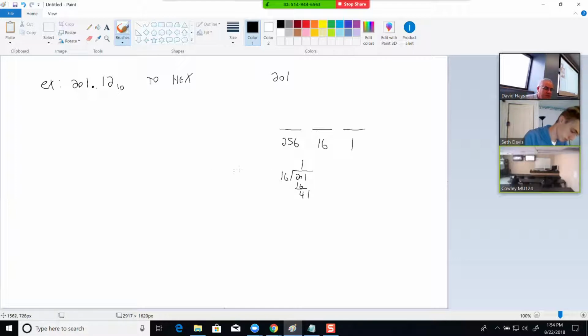It goes in 2 times, 32, and we get 9. So we're going to put 12 in this blank. Remember what 12 is? C, because A was equal to 10, B was equal to 11, C was equal to 12. Now 9 is our new number we're working with. We divide it by the next number, which is 1. 1 goes into that 9 times with a remainder of 0. So there's a 9 in here. So 201.12 base 10 equals C9 point something.